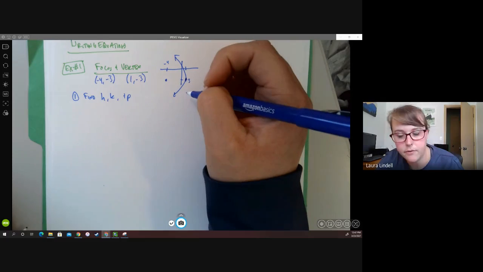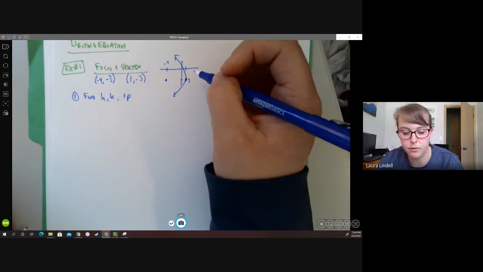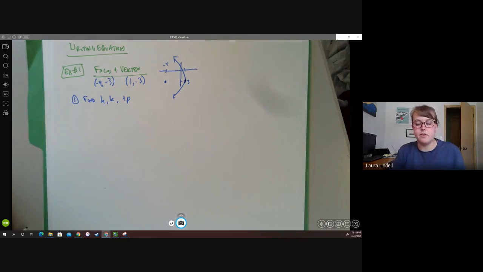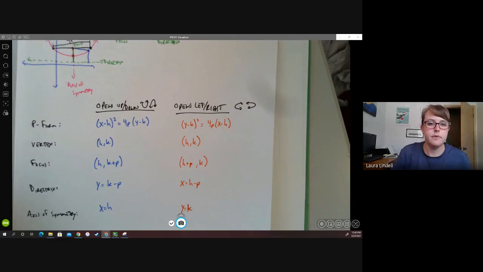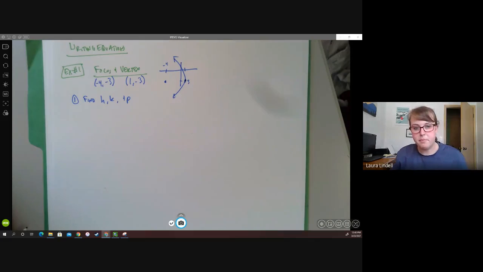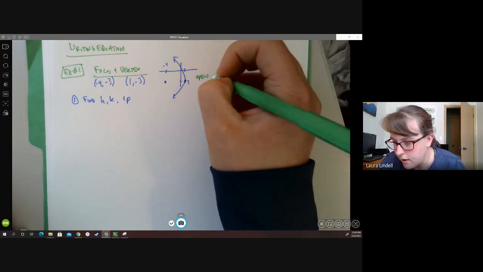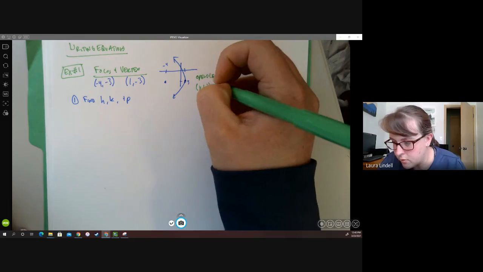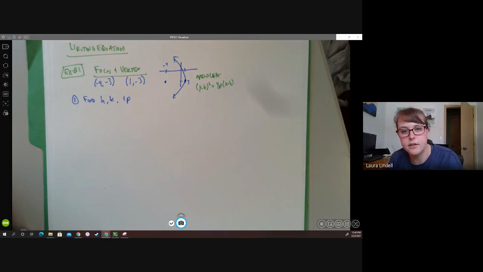So that means we know that we're dealing with the opening left or right version of things. So that means we're going to be using all the equations that were written in red here. So anyways, back to finding h, k, and p. Off to the side, we might note that it opens left, so that we're using (y - k)^2 = 4p(x - h). Just as a little side note.